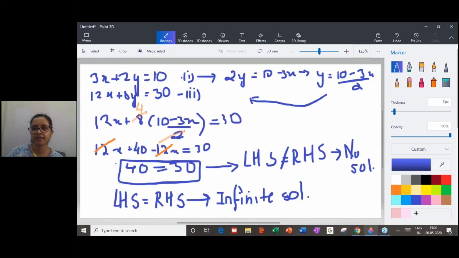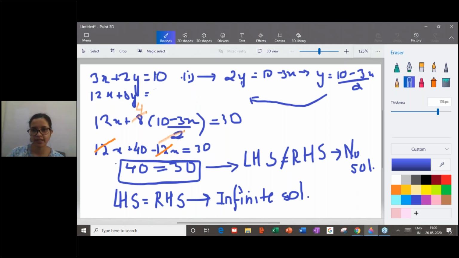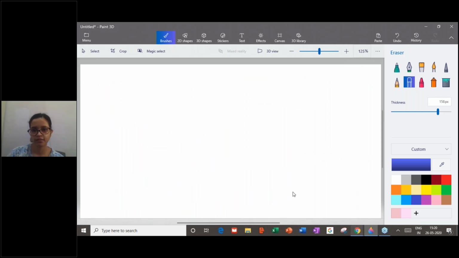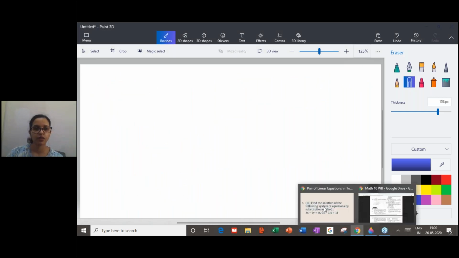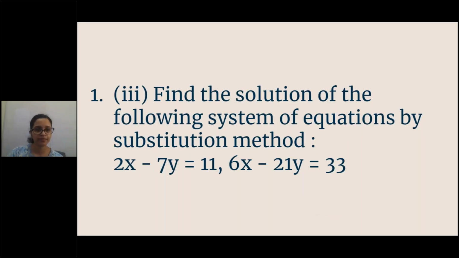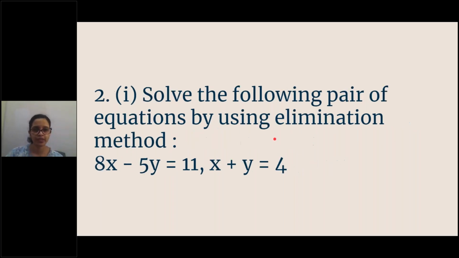Okay, so I think it was a good enough recap for substitution method. Now we'll move on to the next one, elimination method. Okay, so this is the question. Solve the following pair of equations by using the elimination method.